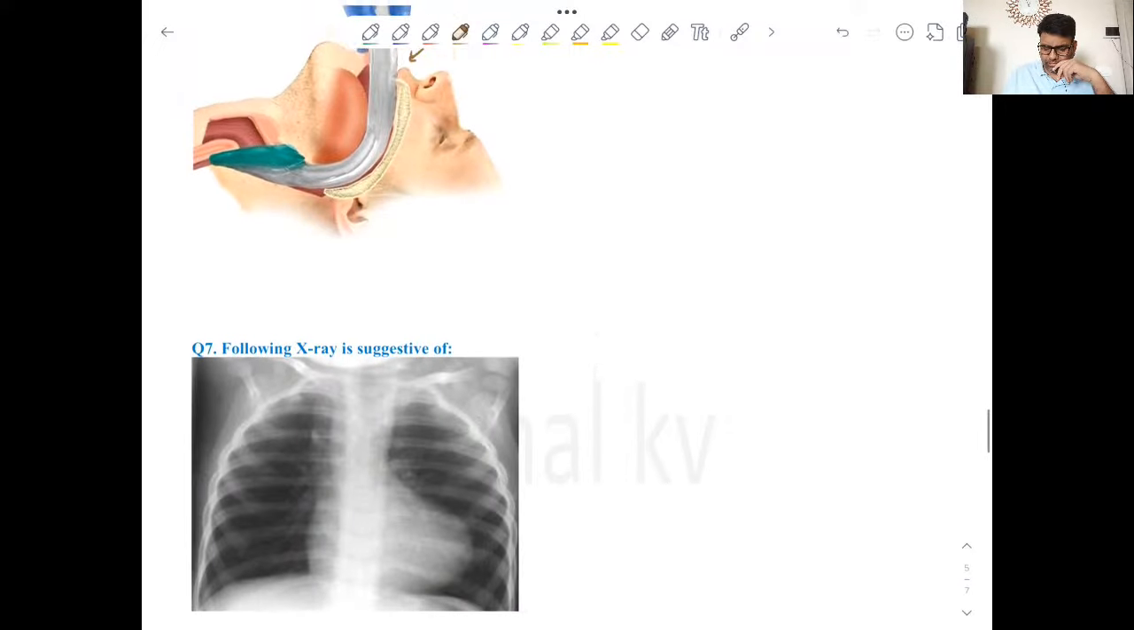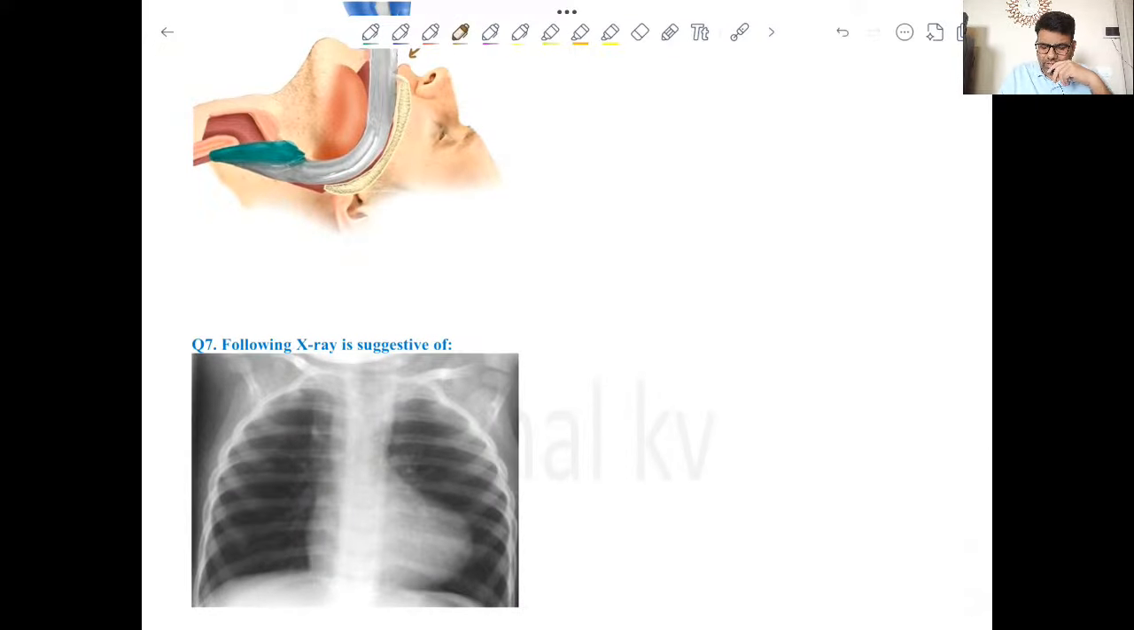Then next question, what can you see in the X-ray? Now this is a pretty simple X-ray, and I think most of you can answer it very easily, right? So if I just draw the outline of the heart, you will see something like this. So I think most of you can answer it. Yes, this is a boot-shaped heart, very easy to identify.